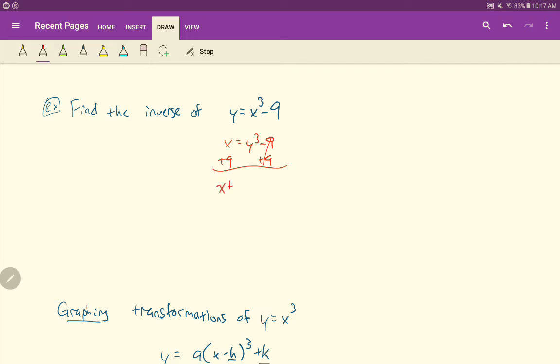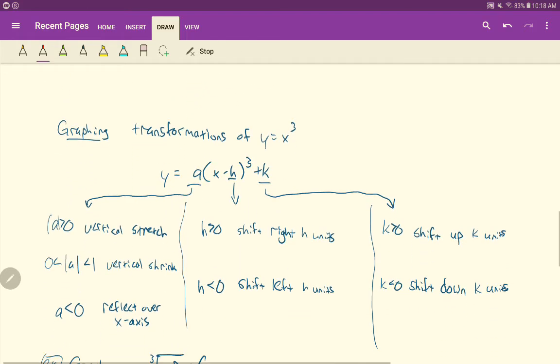So you get x plus 9 equals y to the third. And then cube root both sides. So we get y equals the cube root of x plus 9. Remember that plus 9 is inside the parenthesis there. And there it is. Easy peasy. Now, for graphing.